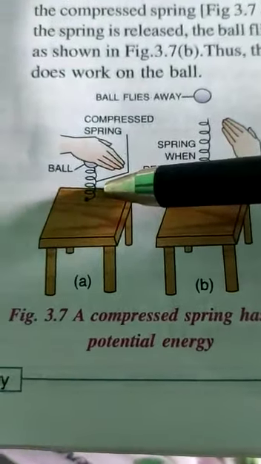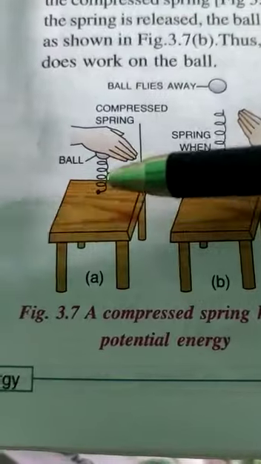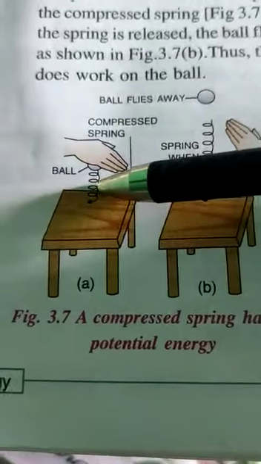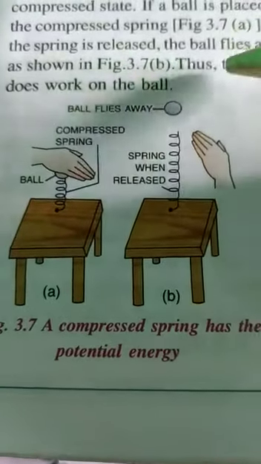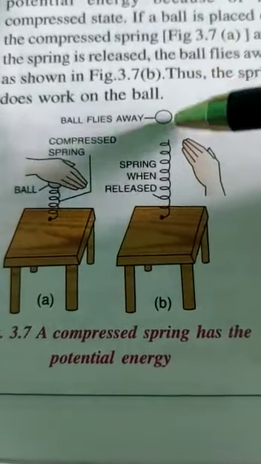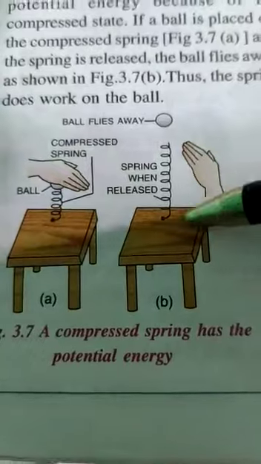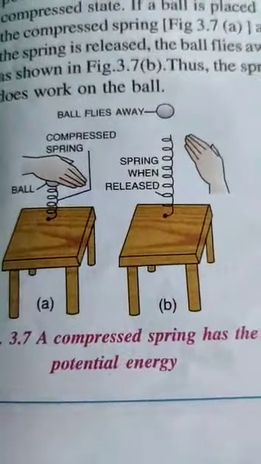So in this position, this is stored energy. It shows potential energy. When you remove your hand, it will be in motion. That is kinetic energy. The ball will come into motion. That is kinetic energy.